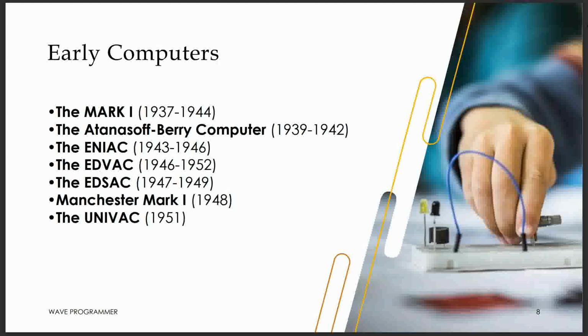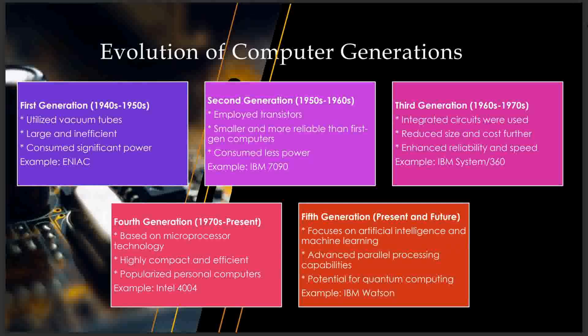The evolution of computer generations is remarkable. The first generation in the 1940s and 1950s utilized vacuum tubes and was characterized by large inefficient machines that consumed significant power. An example is the ENIAC.